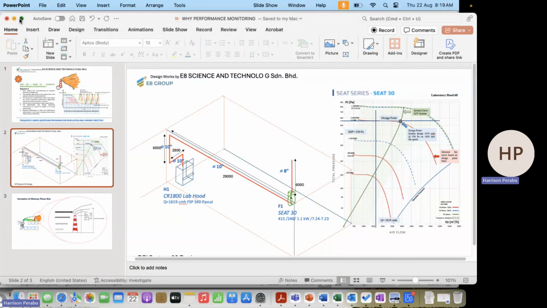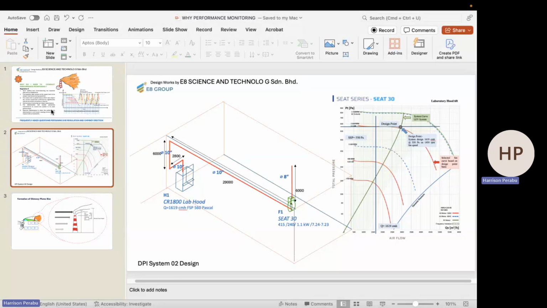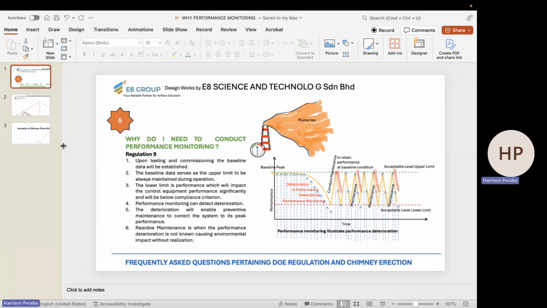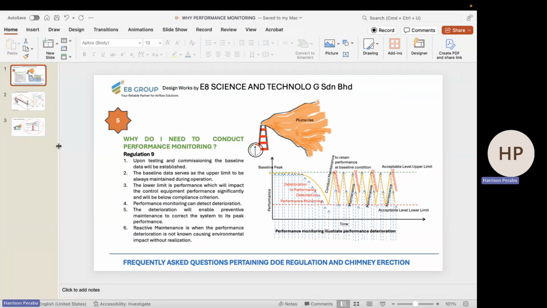Good day. Today we're going to see and learn a bit about the need to kickstart performance monitoring. Now, when it comes to design permitting of a ventilation system, every emission which comes out from a plant which is identified to have airborne pollutants is to be notified to DOE.